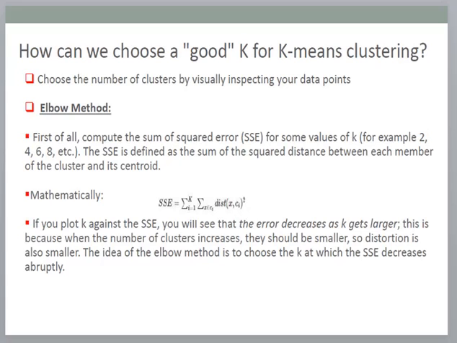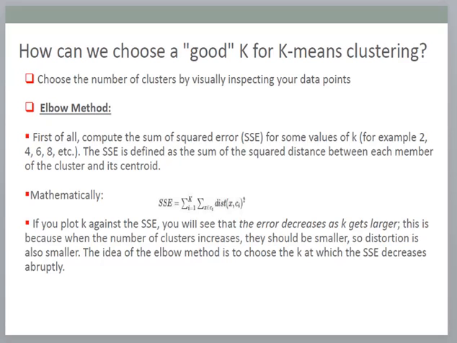If you plot k, which is the total number of clusters, against the SSE, we will see that the error decreases as k gets larger. In this plot, as you increase the value of k, the error between the data points and the cluster centroid will start decreasing. This is because when the number of clusters increases, they should be smaller, so the distortion is also smaller. The idea of the elbow method is to choose the value of k at which the SSE decreases abruptly.